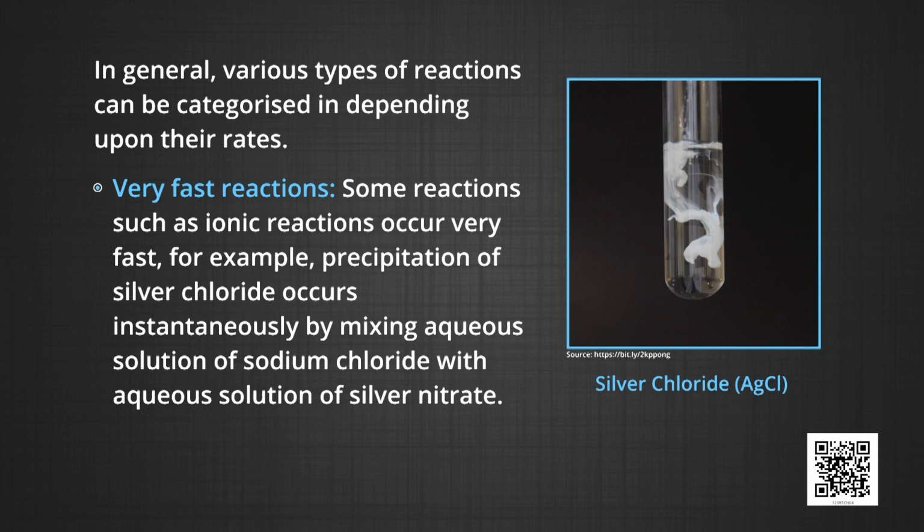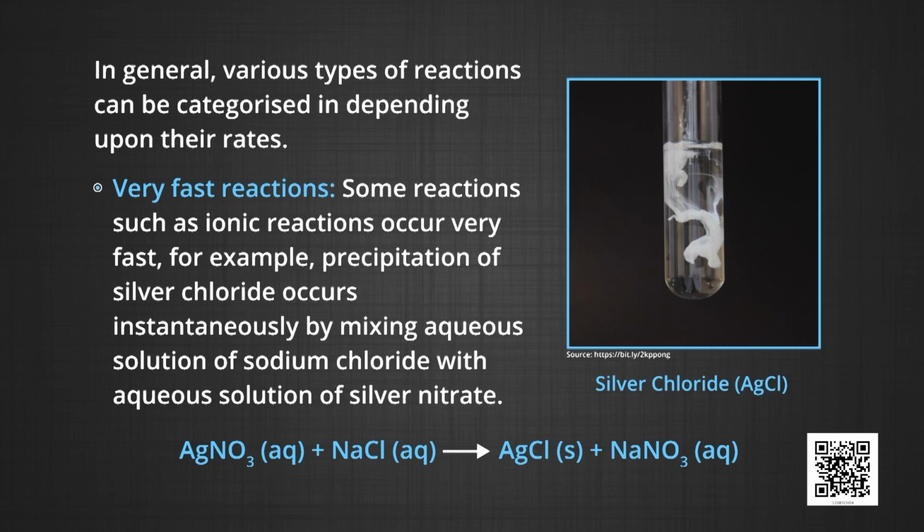First, the very fast reactions. Some reactions such as ionic reactions occur very fast. For example, precipitation of silver chloride occurs instantaneously by mixing aqueous solution of sodium chloride with aqueous solution of silver nitrate. In chemistry lab, in qualitative analysis, reactions are very fast. The reaction is in front of you. Silver nitrate reacts with sodium chloride to give a precipitate of silver chloride and sodium nitrate. The reaction is very fast.